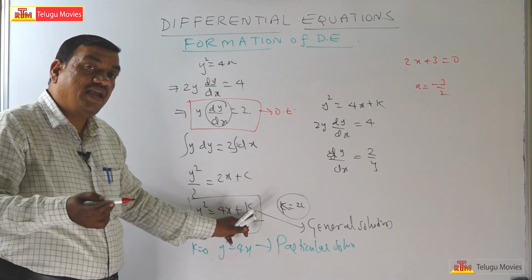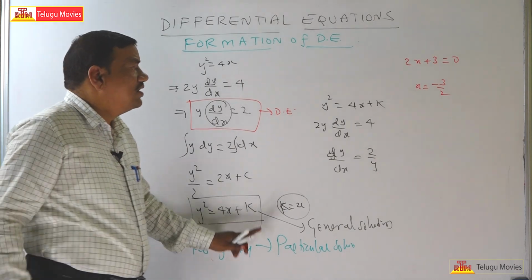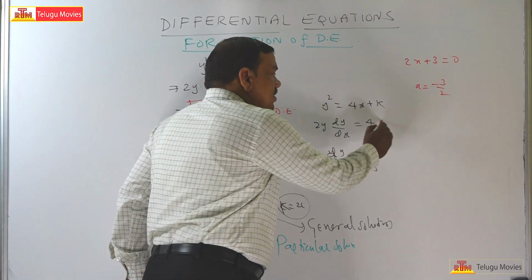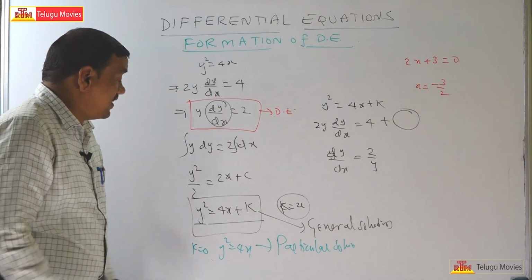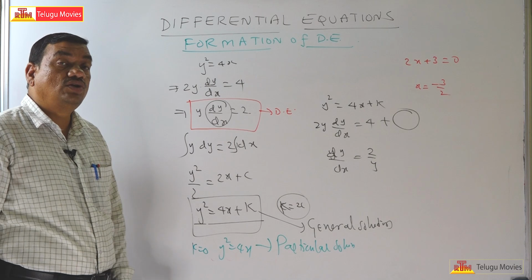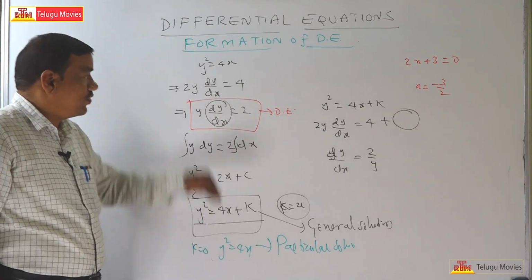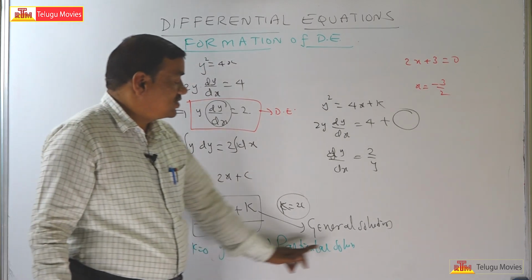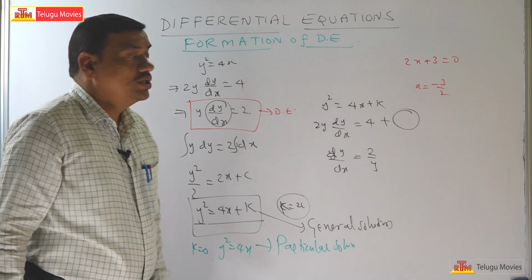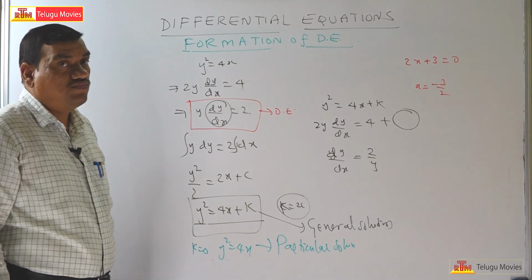In place of k, you can take any real number, 5, 10 or 12. Anyhow, if you differentiate, you will get 0 there. That's why this is called the general solution. In particular, if k is equal to 0, y square is equal to 4x, you get the original equation. That's why this is called a particular solution. So from this we can say that every differential equation will have an infinite number of solutions.